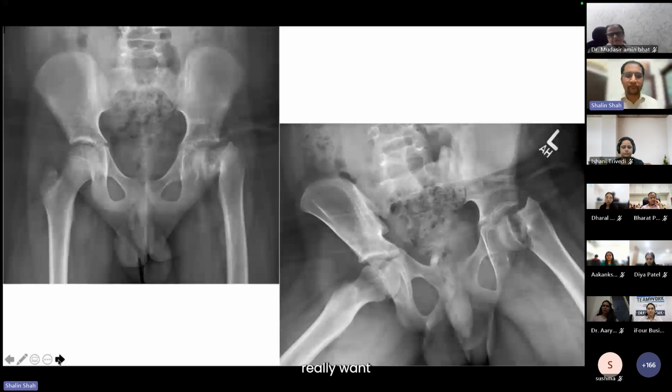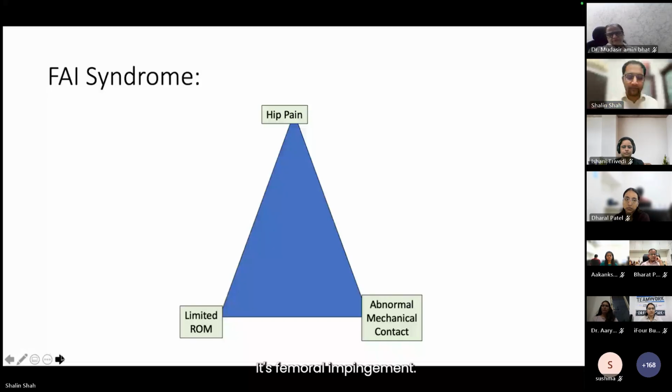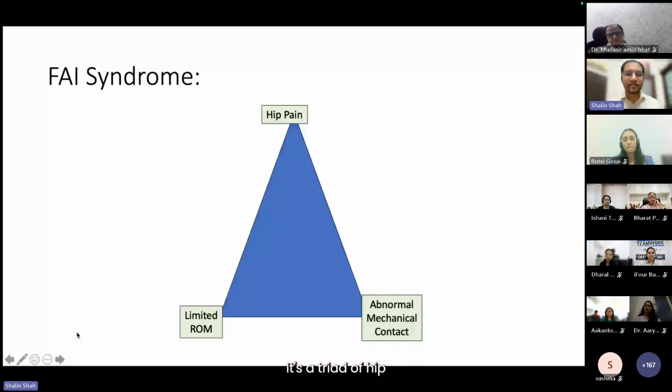The other thing I really want to talk about today is FAI syndrome. Some of you might have heard about this. It's femoroacetabular impingement. It's a triad of hip pain, limited hip range of motion, and abnormal mechanical contact. It's a condition we see in growing adolescents and around adulthood.